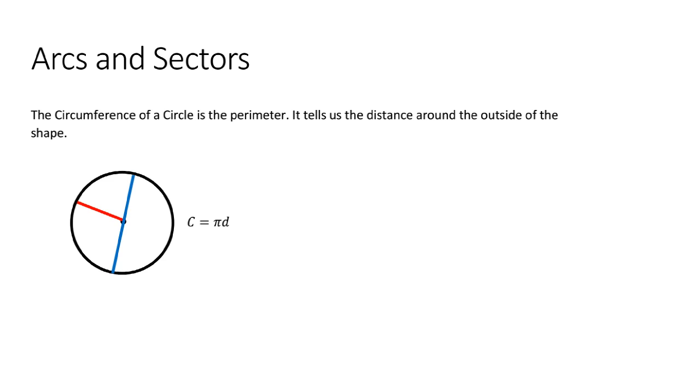First of all, this red line here, this straight line that goes from the centre of the circle to the perimeter, to the circumference, we call that a radius. The blue line that goes from one edge of the circle through the middle of the circle and then to the other side of the circle, we call that a diameter. So we'll get that written down as well.